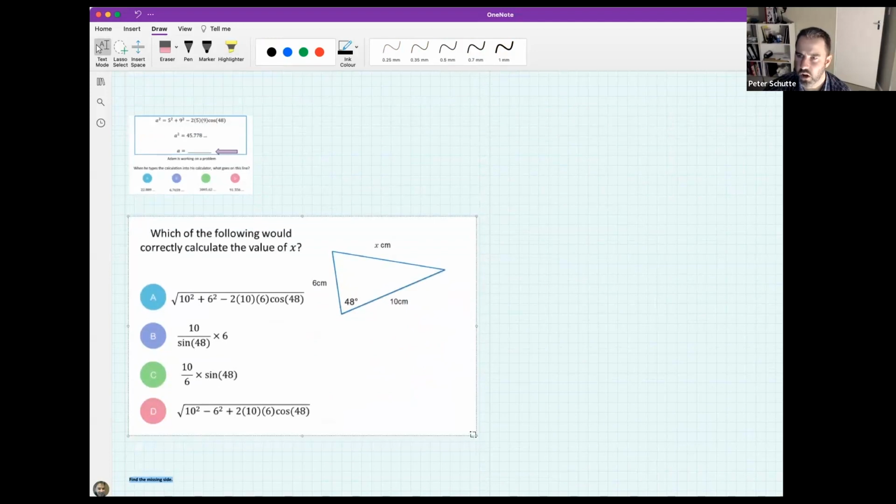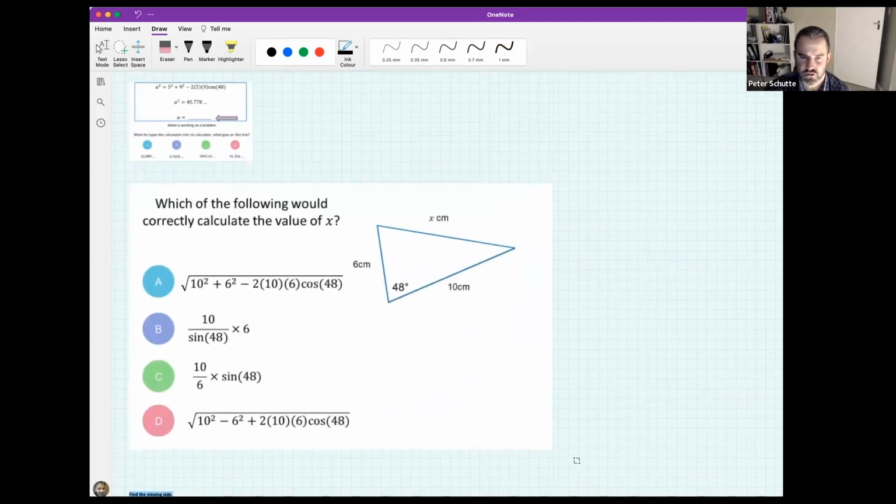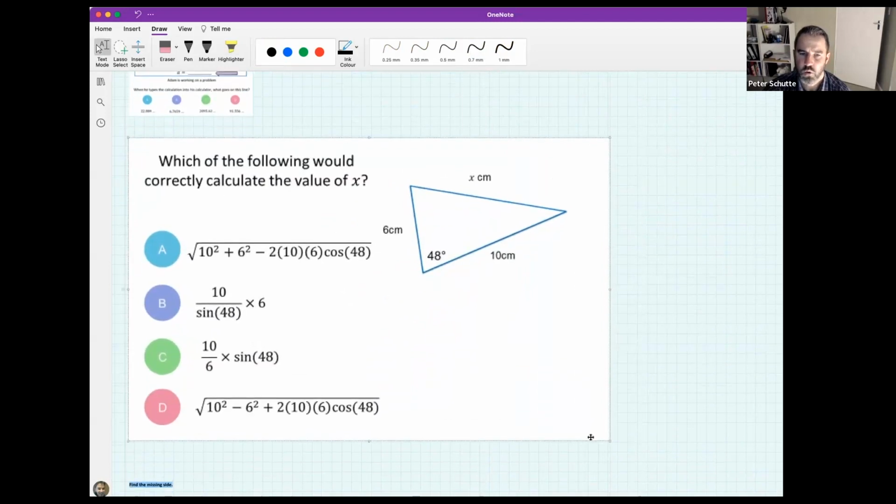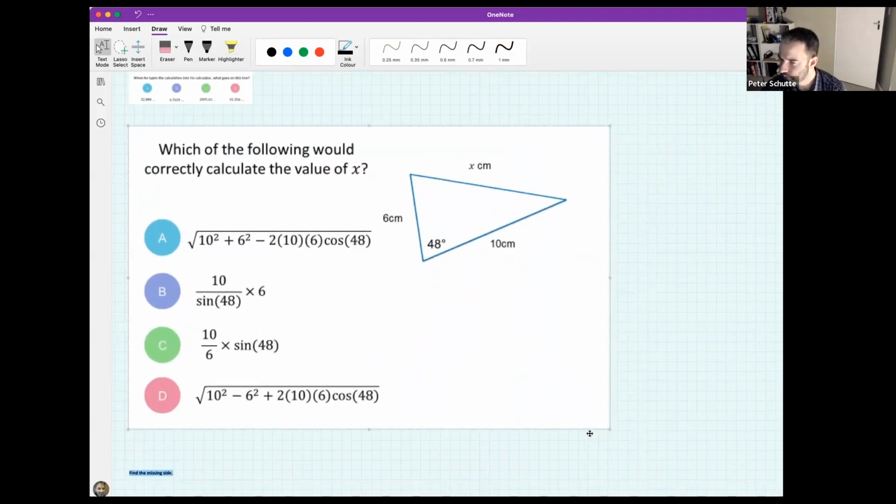We've still got 2 more questions actually before the break. So let's try and do this one. Which of the 4 do you think is correct here? So we have 4 options. We have our triangle, we have our 2 sides and the included angle, and we want to try and find x. Which one do you think is correct?